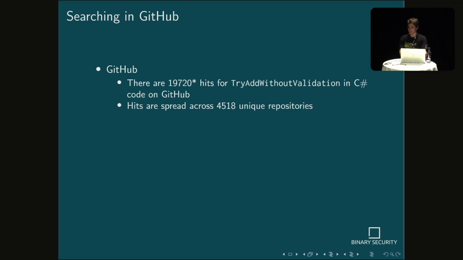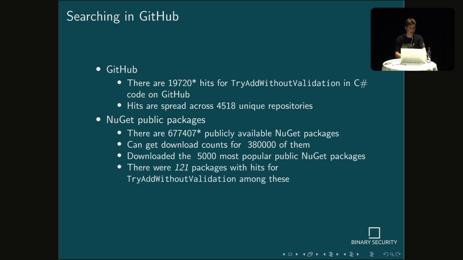Also, in the world of C# and .NET, we actually have access to much more open source stuff, because if you have a binary, you can just trivially decompile it, essentially. So let's also go and have a look at public NuGet packages. For those not super familiar with C# and .NET, NuGet is like the main package manager. First of all, there's something like 700,000 publicly available NuGet packages.